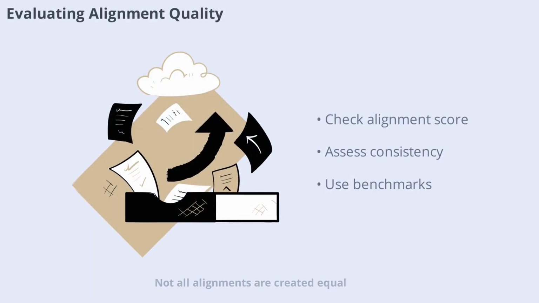Not all alignments are created equal. Evaluating the quality of your MSA is crucial for ensuring reliable results. Metrics like alignment score, consistency, and coverage can help assess quality. Comparing your alignment to known reference alignments or using benchmarking datasets can provide additional confidence. High-quality alignments are the foundation for accurate downstream analyses.